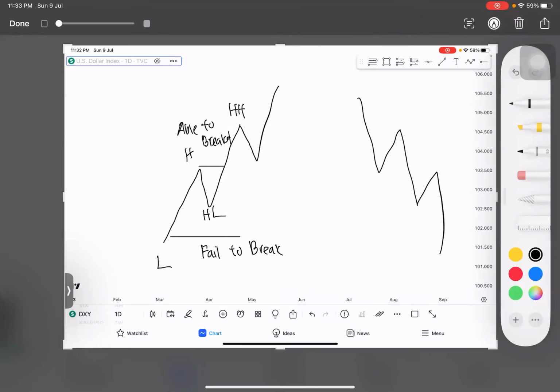Okay, this is the uptrend market structure. For downtrend, it's exactly the same, just opposite. It starts from the high to the low, from lower high to lower low, and this is the downtrend. It might consist of these two elements: able to break the previous low, but fail to break the previous high. These are the structures for uptrend and downtrend.